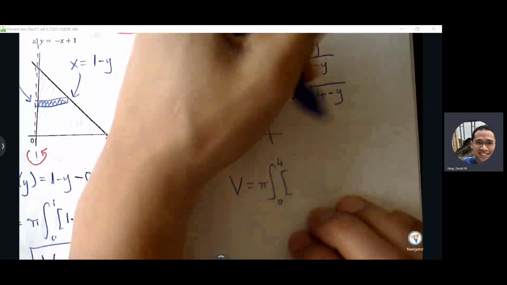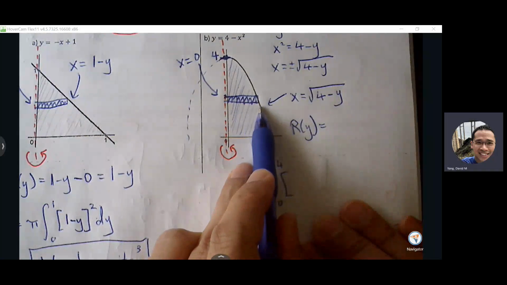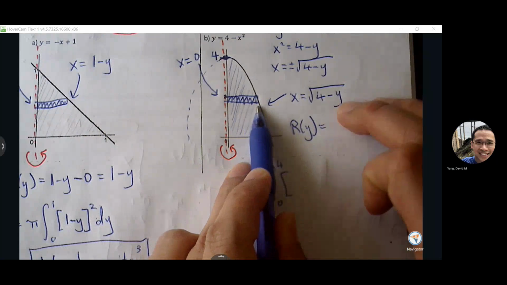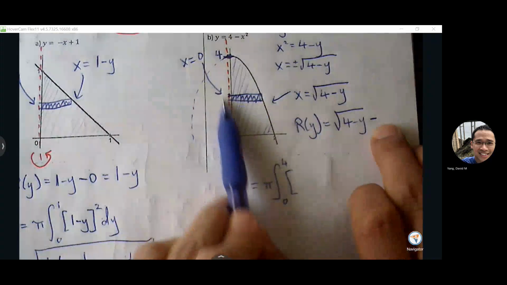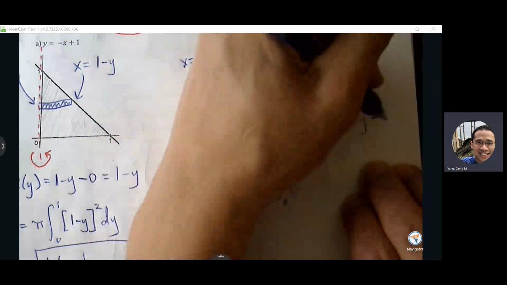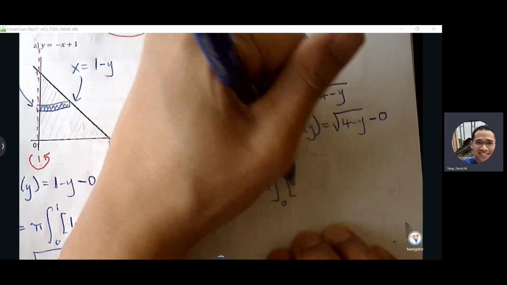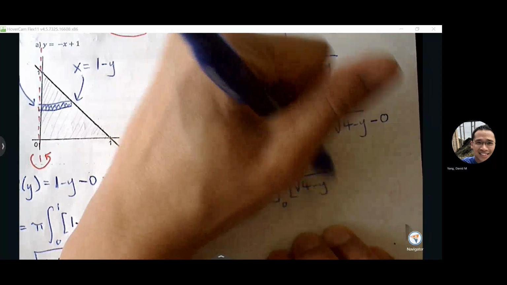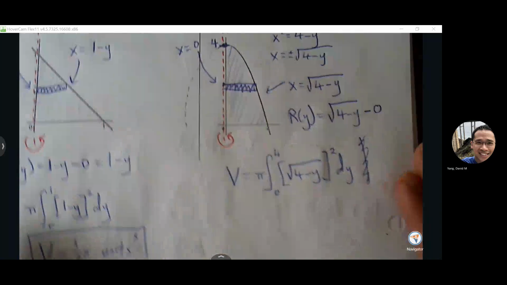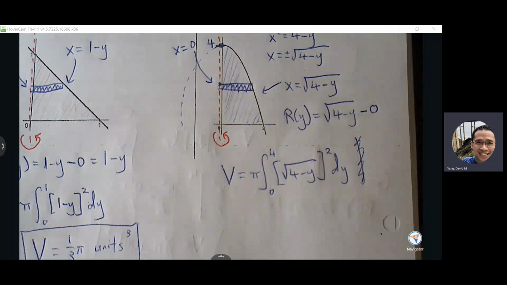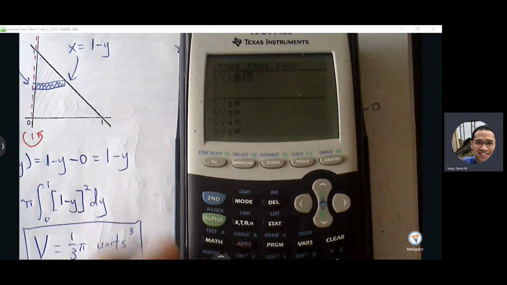Radius, sorry, we didn't build our radius yet. R of y, right minus left. The right endpoint of my radius is hitting the square root. Minus, the left endpoint is sitting on the 0. You clean that up, I can drop the 0 because it's just going to disappear. Make our calculator do the work for us here. I can just do square root of 4 minus y. Or sorry, square root of 4 minus x.